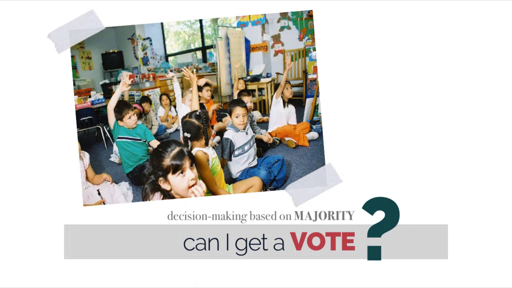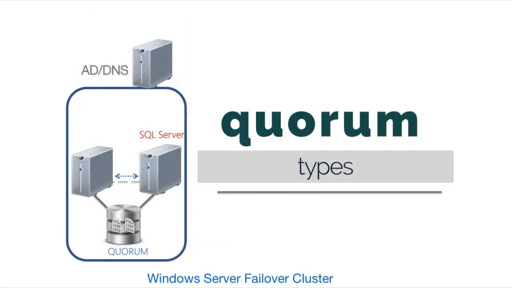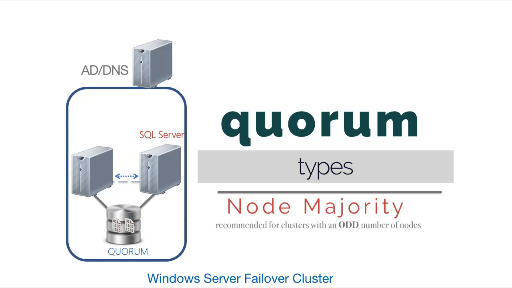This is how the quorum works. You need to get majority of votes from all of the voting members. And what impacts this is the type of quorum that you configured for your failover cluster. You can have node majority. If you have an odd number of nodes, you can use node majority. Of course, you need 2 out of 3 if you have 3 nodes, 3 out of 5 if you have 5 nodes to achieve majority.